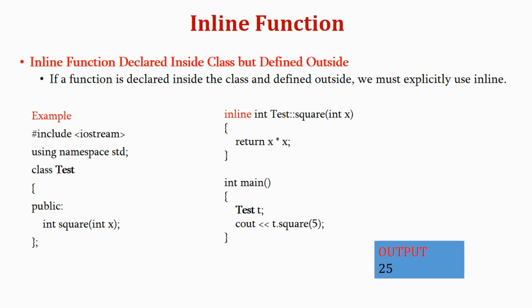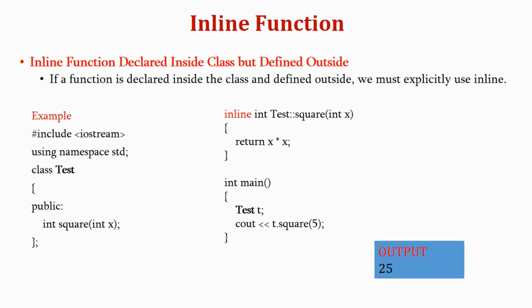The function is defined outside of the class. How do we write the function outside of the class? Here the prefix is inline, which we write explicitly. Then integer is the return type, Test is the class name, followed by the scope resolution operator, then the function name square.